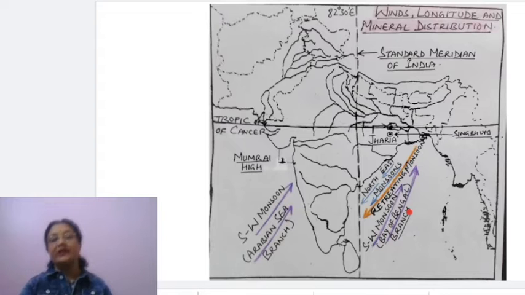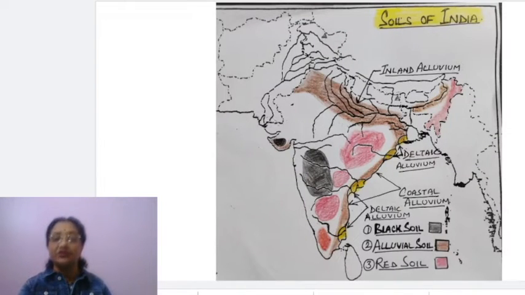Now the next map which we need to discuss here is actually regarding the soils, right? Major soil types of India. Now one more thing, children. One soil which was a part of our syllabus earlier, laterite soil, this time has been taken out again in the reduced syllabus.